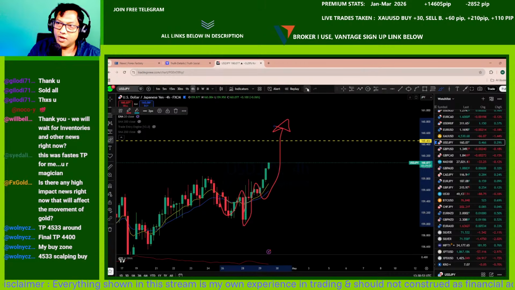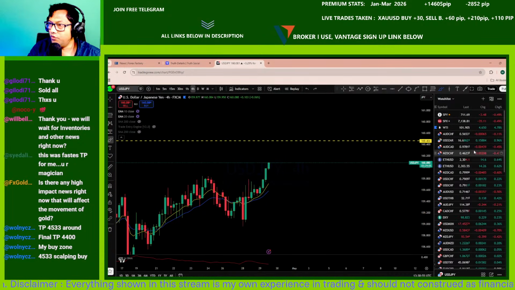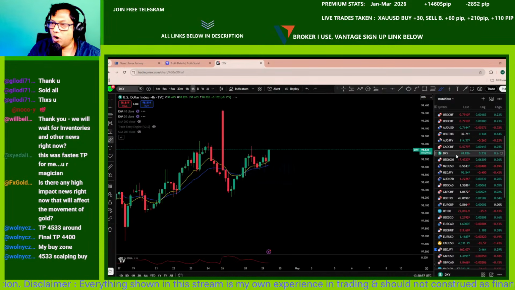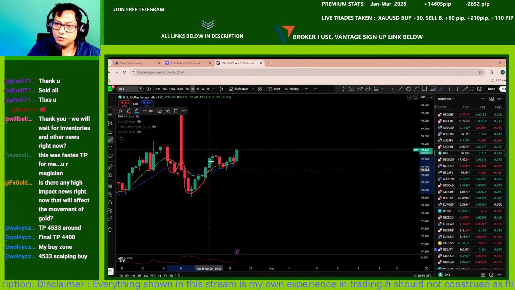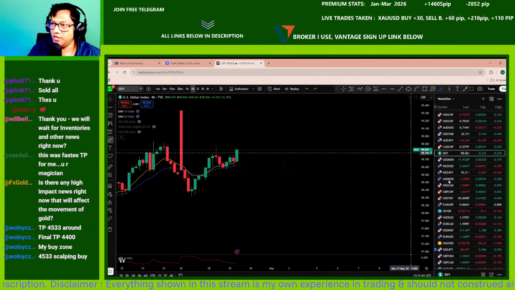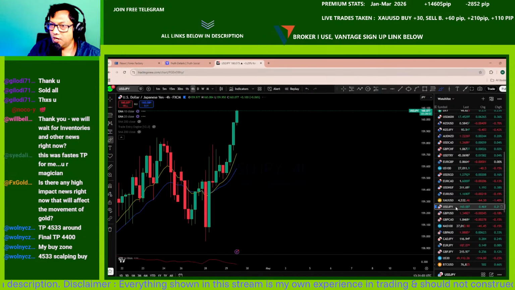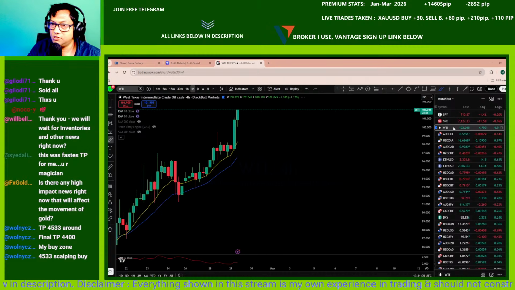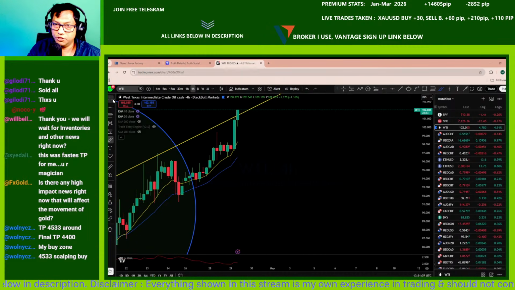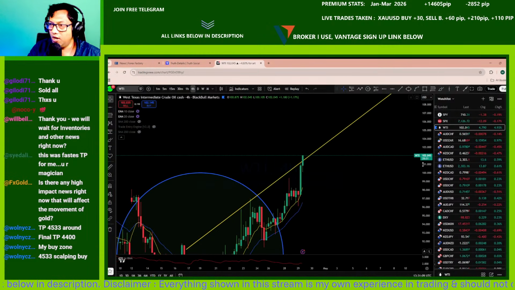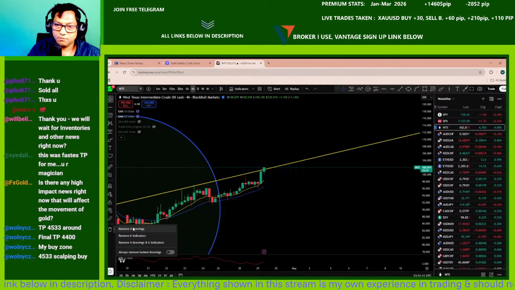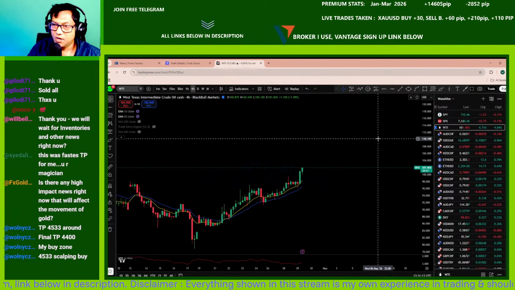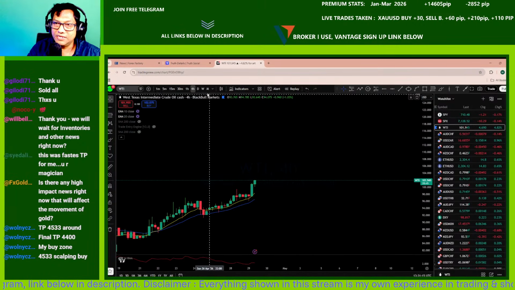USD JPY is in an uptrend, and if you look at the DXY, you can also see that it is in an uptrend at the moment, and WTI is strongly bullish here. Look at that, oil is deleting those levels here, and you can see oil is in an uptrend.